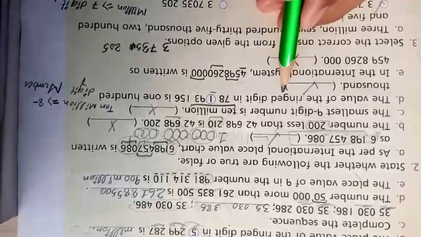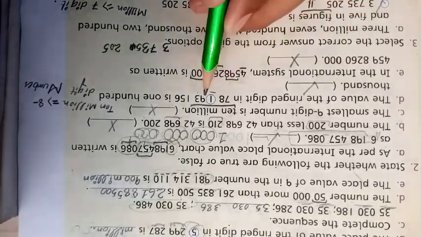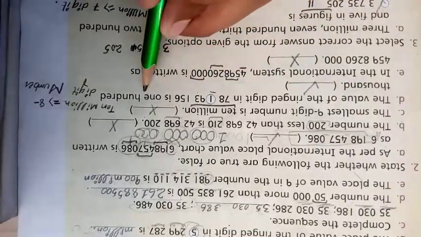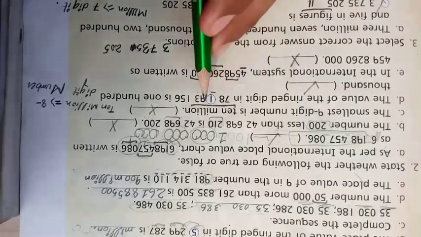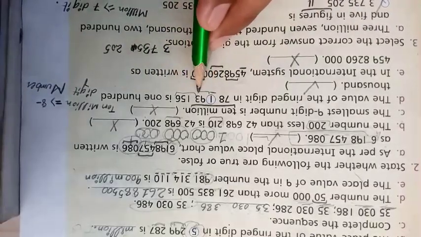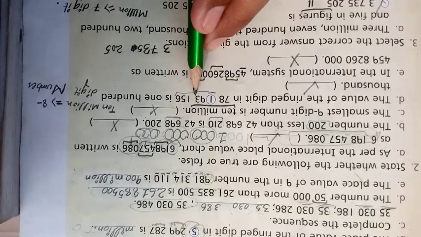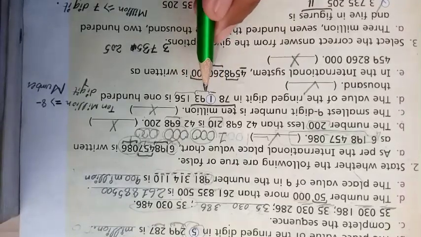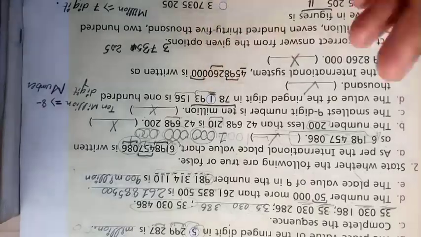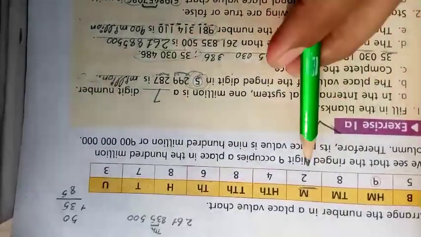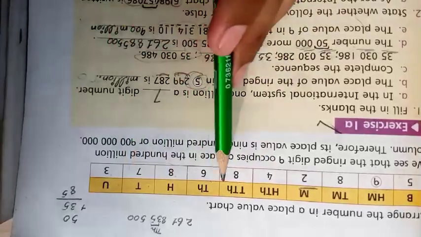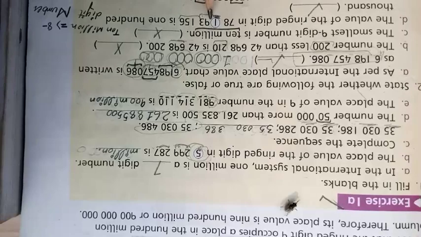The value of the ringed digit in 78,193,156 is 100,000. This is true. This is the unit place and this one is the thousand place. So this means that this is 100,000. We can see this in the table. These 3 numbers are the unit place, these are the thousand places. This means 100,000. And we can see here, 1 is in the 100,000 place. It's the international system.